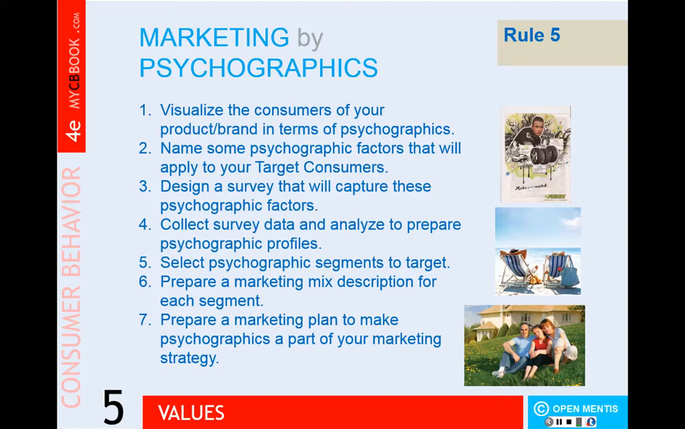So these are the 7 steps, and I won't read all the sentences because I'll get an opportunity to read them in a much simpler form. But these are the 7. Visualize the consumers of your product brand in terms of psychographics. Okay. Notice here itself there are about 10 words. Then name some psychographic factors that will apply to your target consumers. Again another 10 words. This is how I solve it.